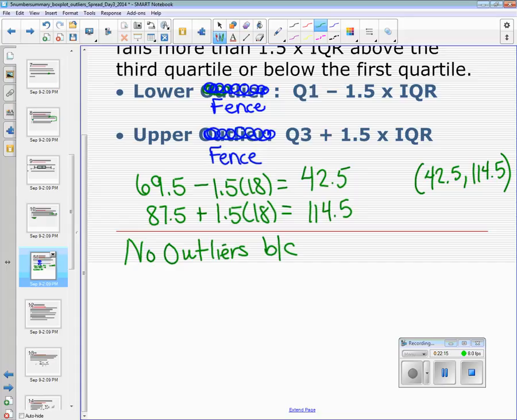Remember the poor guy who came in and scored a 10 because he came late to the class, but they made him take it anyway on Wednesday? That 10 would be an outlier because it's lower than the lower fence. So when you're talking about your reasoning and why, you either say yes, because one's below the lower fence or one's above the upper fence, or there's no outliers because all the data is inside of the interval. Okay?